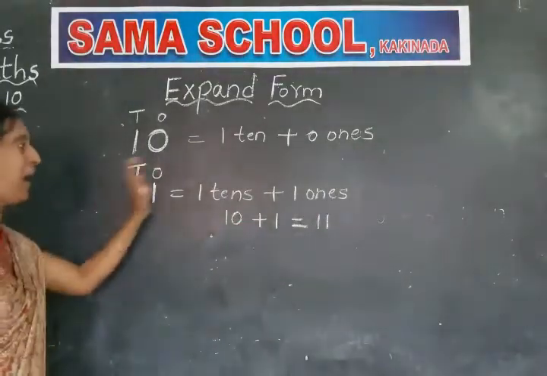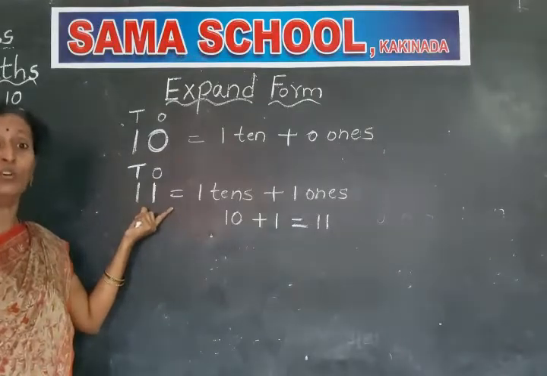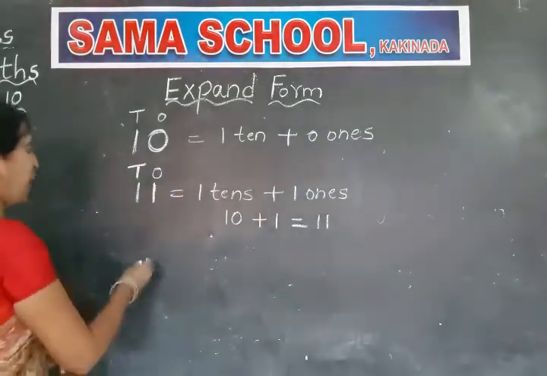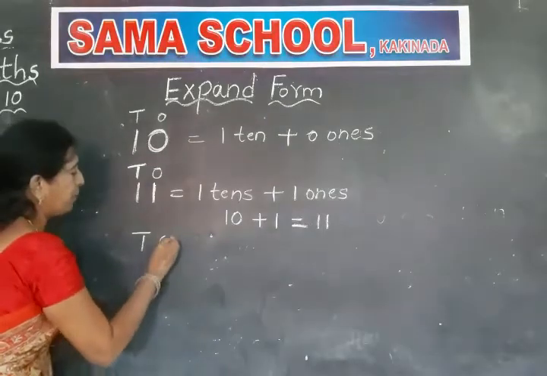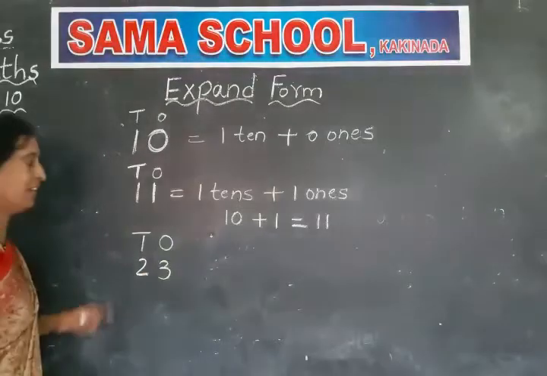This is the expanding of the short form of this number. This number you expand more. That is the expanded form. Here I am giving another example. See here. 2 and 3. See here.